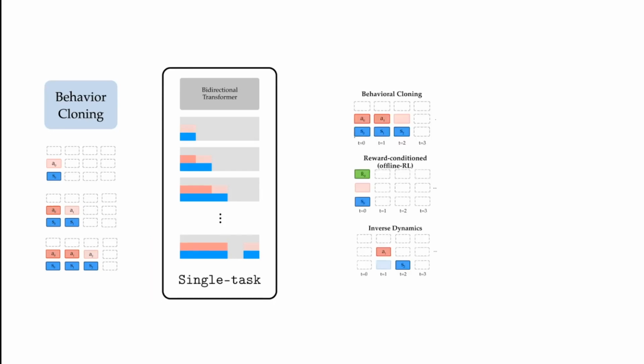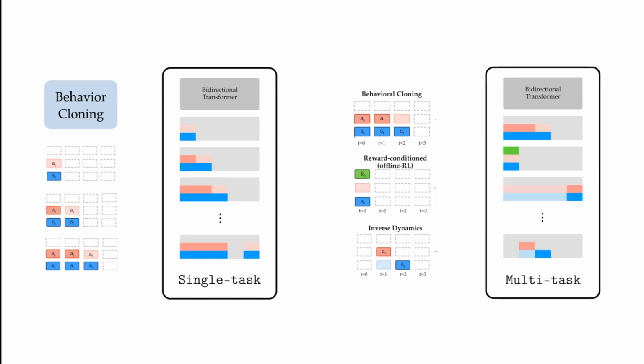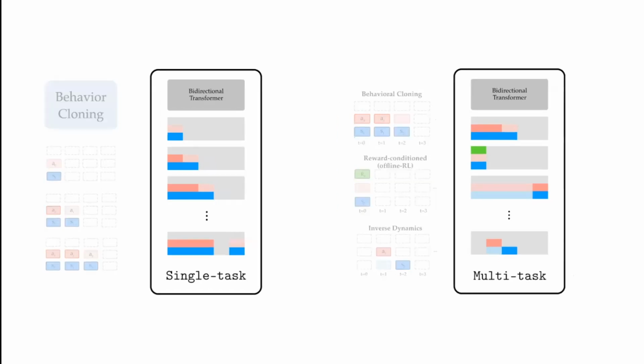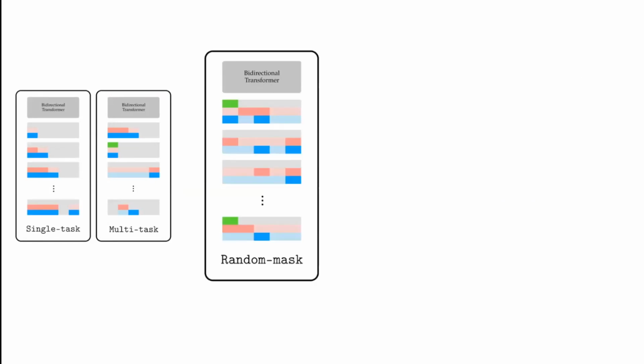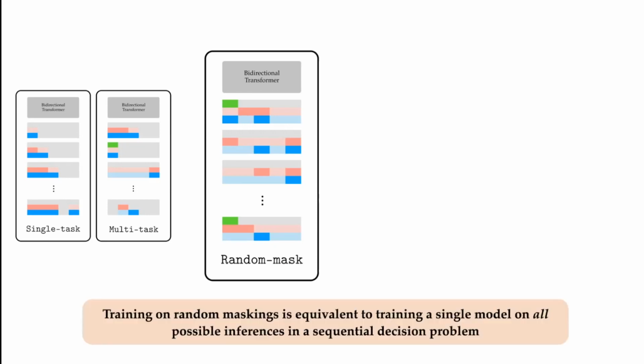Another thing that this way of thinking about inferences in sequential decision problems really lends itself to is training on multiple maskings at once. So one just randomizes over the maskings for multiple tasks. In this way, you can obtain a multitask model by training on multiple tasks at training time, just randomizing which one. But an additional paradigm that we considered, and that is even more extreme than multitask, is just randomly masking inputs at training time.